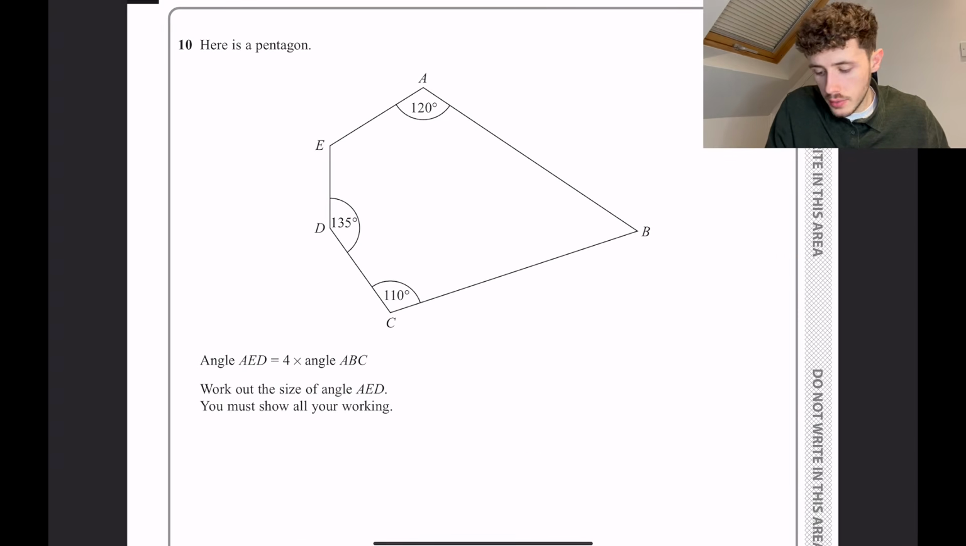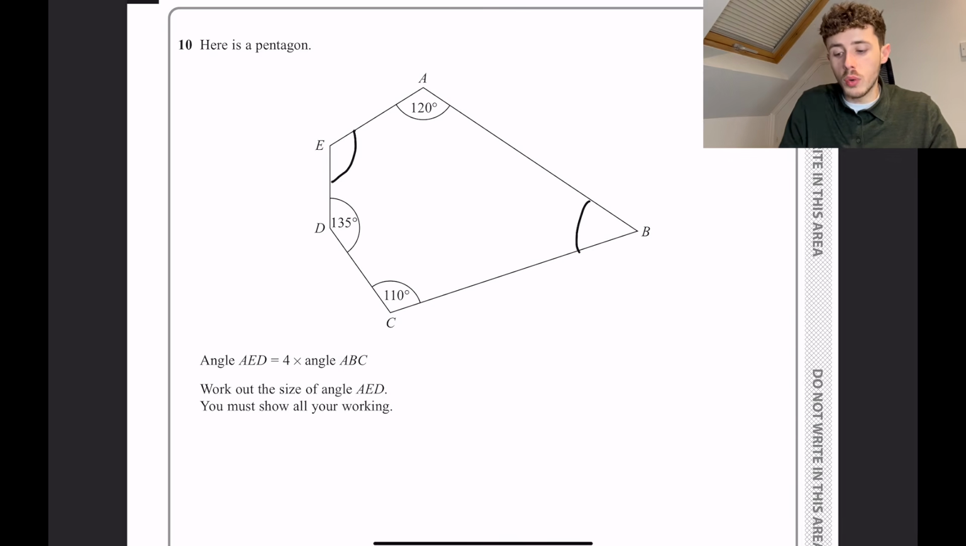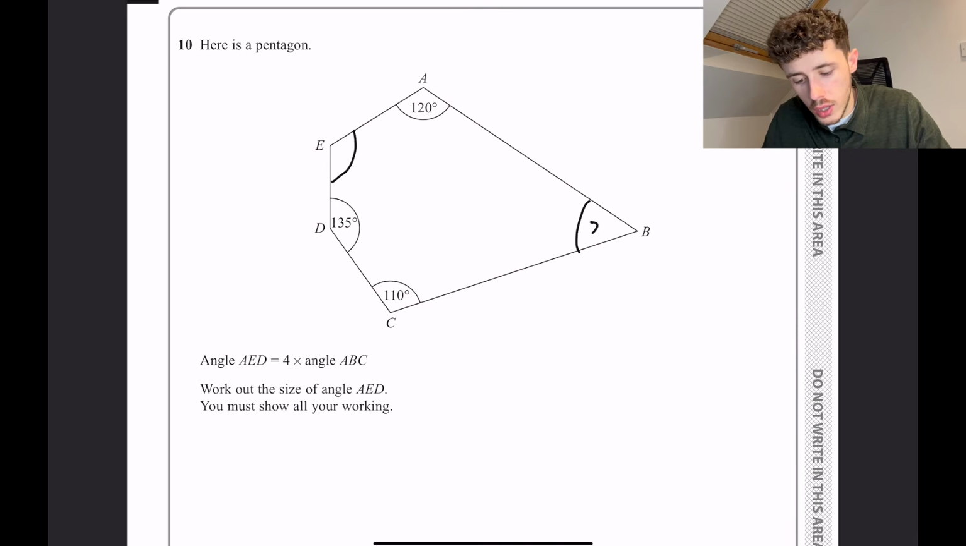Here is a pentagon. Angle AED is 4 times angle ABC. Work out the size of angle AED. So this angle up here is the one they want us to work out. However, we're told that angle ABC is basically 4 times smaller than the one they want us to work out. So we're going to call the smaller angle x, and the bigger angle is going to be 4x.